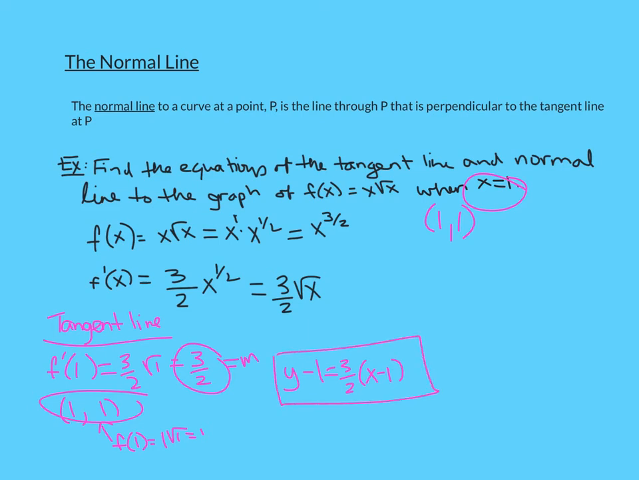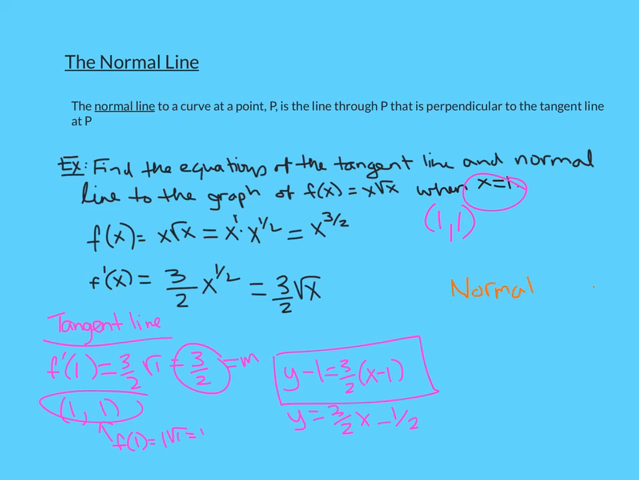Feel free to simplify if you would like to, but it certainly is not necessary. If you went ahead and you simplified it on your own, you should have gotten y equals 3/2 x minus 1/2. So that's the tangent line. Now I'm going to do the normal line.